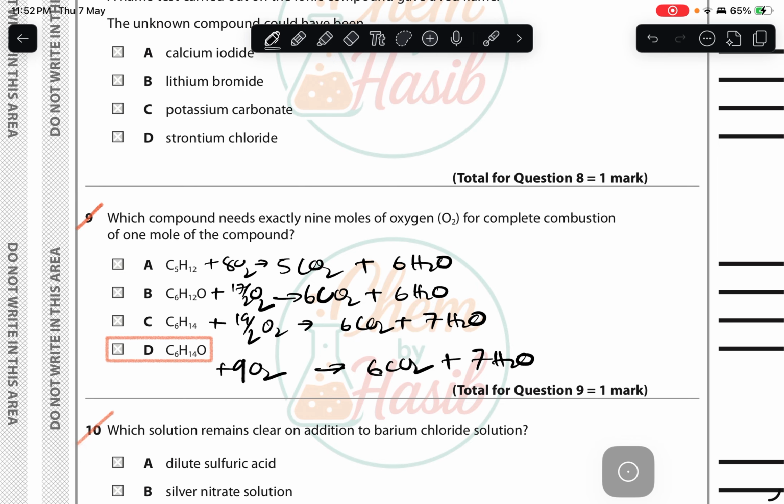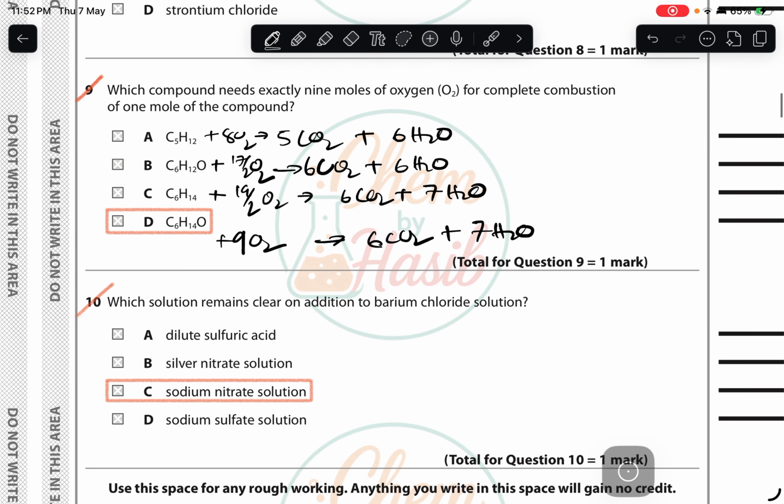All right. Question number 10, it says which solution remains clear on addition to barium chloride? It's sodium nitrate because all nitrates are soluble, right? Now if you add sodium nitrate to barium chloride, they don't form a precipitate. If you add them, they will form sodium chloride, which is soluble in water.